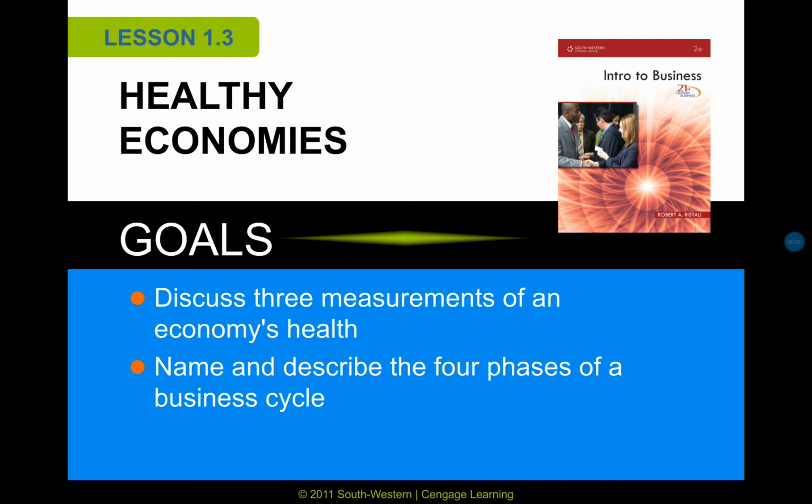We're going to be looking at healthy economies. In this section, we're going to be discussing the 3 measurements of an economy's health and also naming and describing the 4 phases of a business cycle.